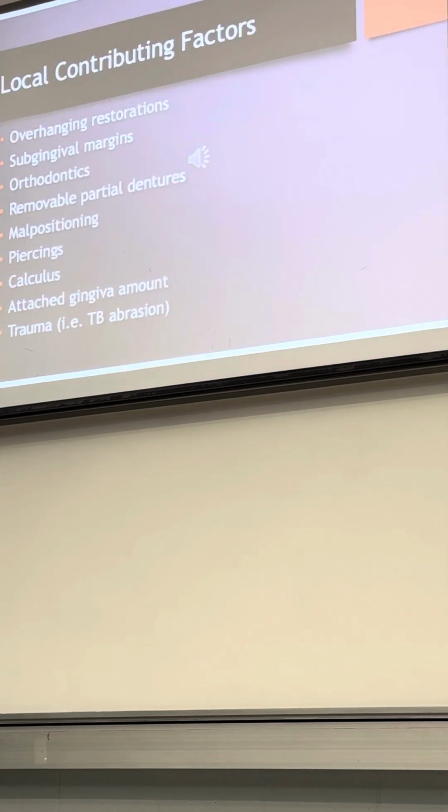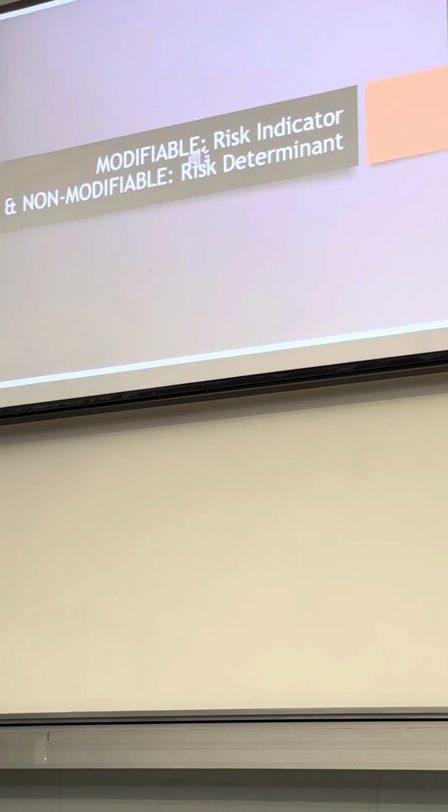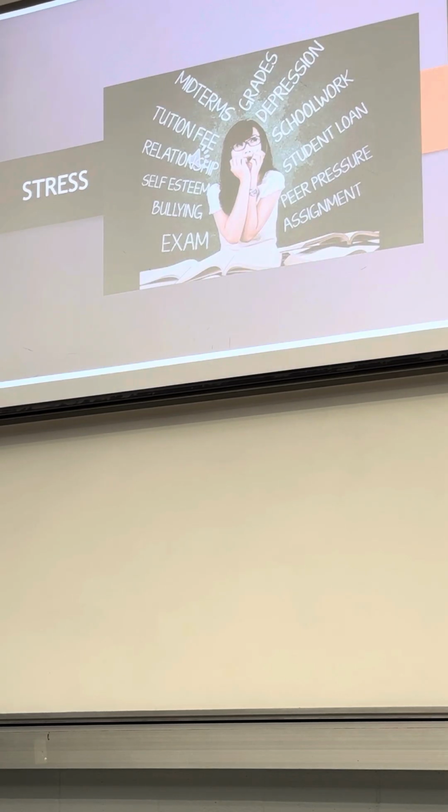All right, local contributing factors. We've talked in depth about all of these, but just keep in mind that overhangs, subgingival margins, orthodontics, removable partials, malpositioned teeth, different piercings in the mouth, calculus, attached gingiva amount, and different traumas can all be local contributing factors. All right, a modifiable risk indicator and a non-modifiable risk determinant we talked about with stress.